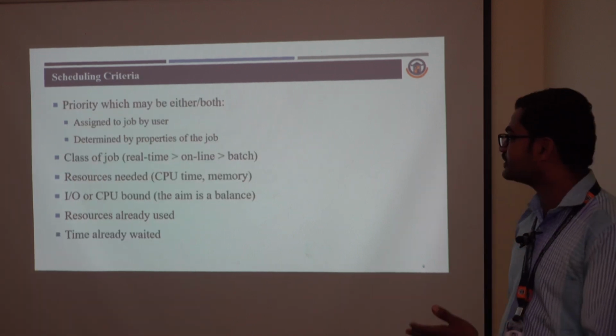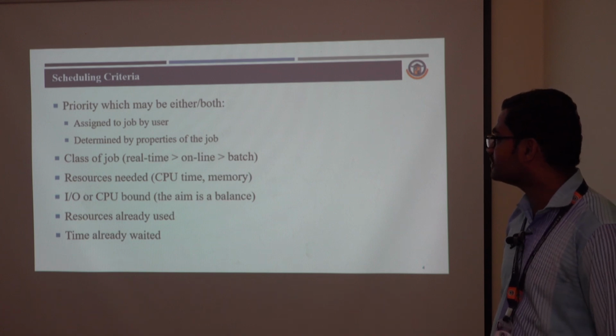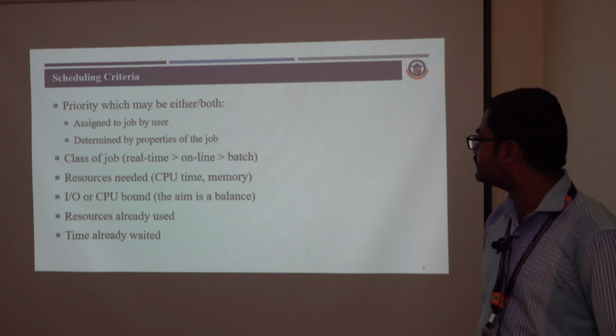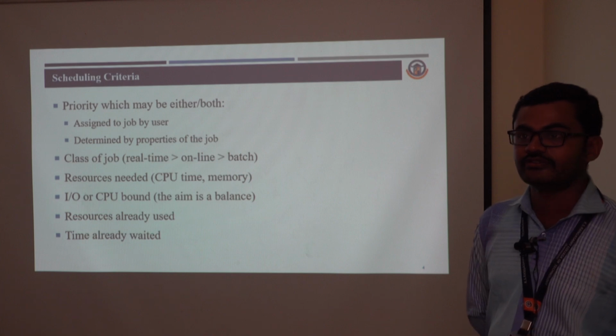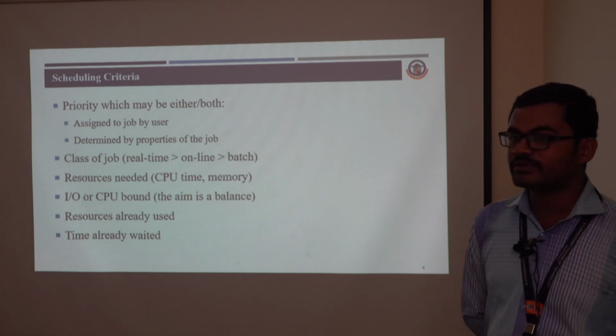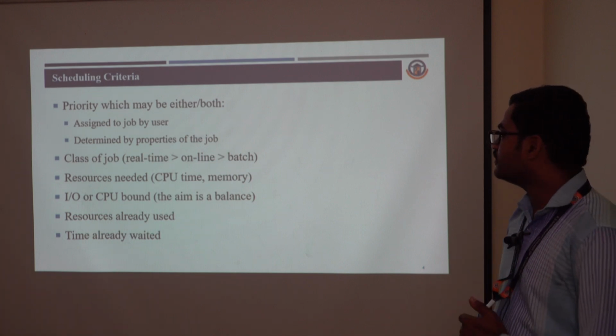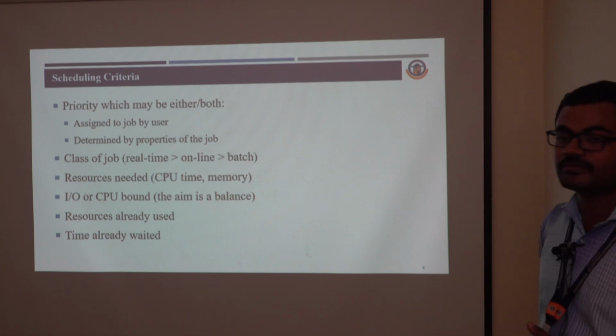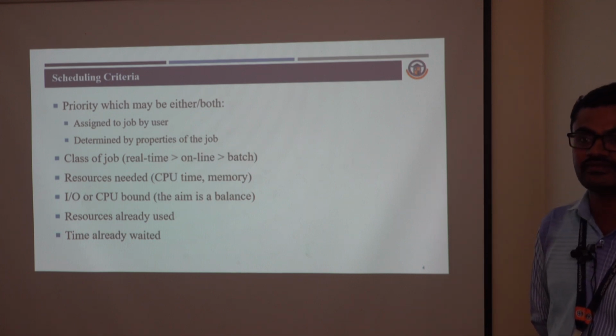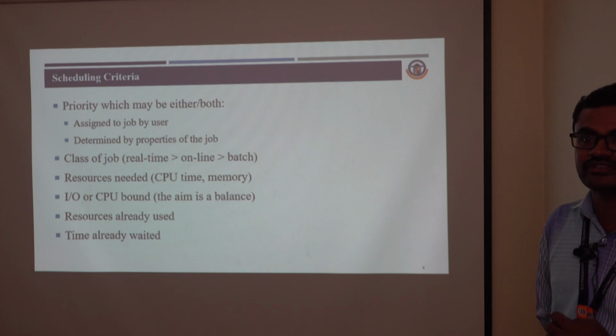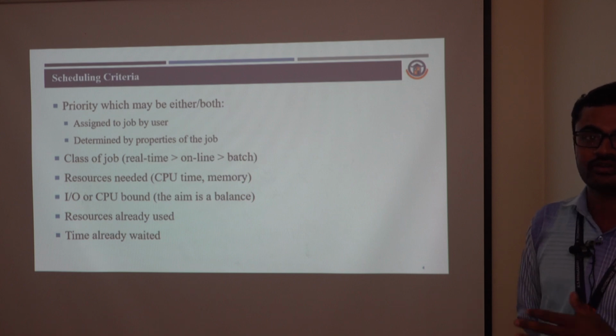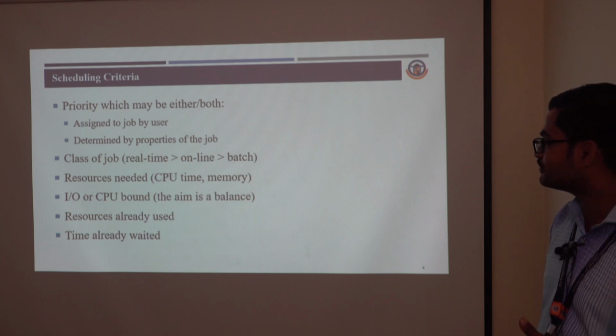Next one is the scheduling criteria. In the scheduling criteria, priority may be assigned either by the user for a job or determined by the properties of the OS. Why do we say assigned by the user? Because some processes have the highest priority. For example, if a user searches for train tickets, we give it the highest priority. Some processes have the lowest priority. For example, downloading is given the lowest priority.